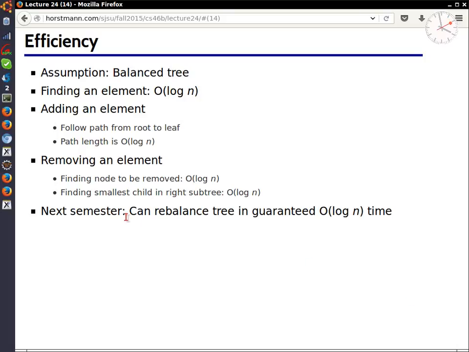Now, how efficient is it? So you again have to find the node to be removed, and that's O of log n. And then the other expensive part is to find the smallest child in the right subtree. In the one case that you need that, that's also O of log n. Assuming, of course, the tree is balanced.